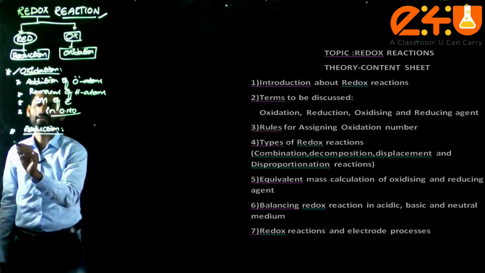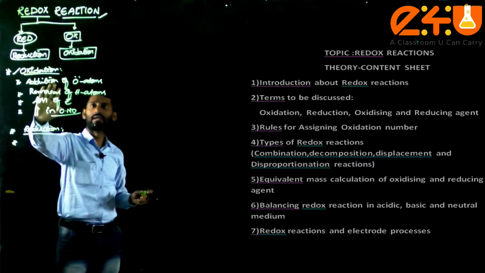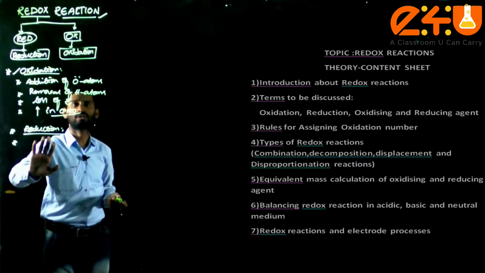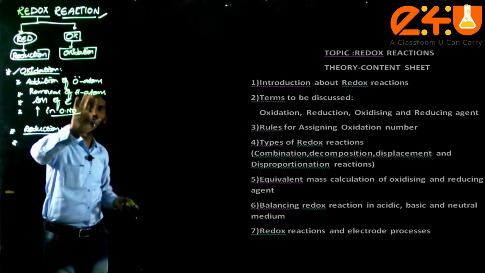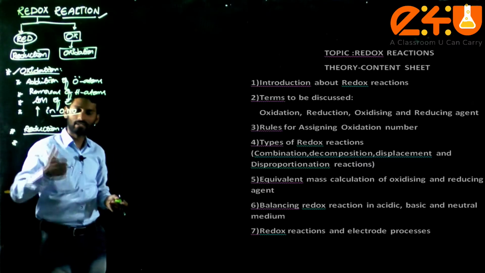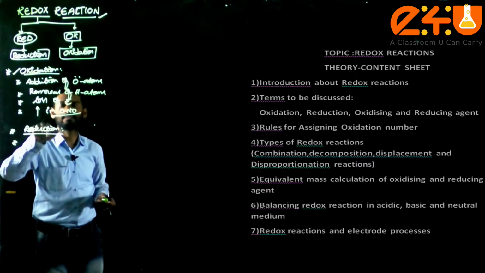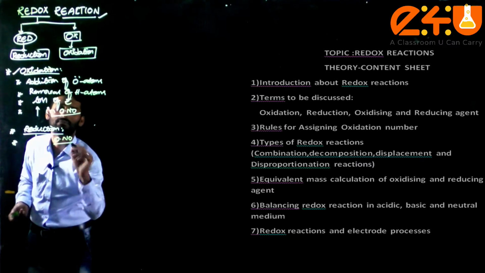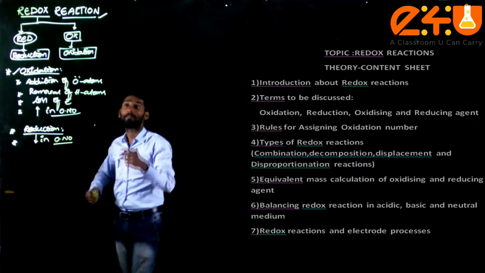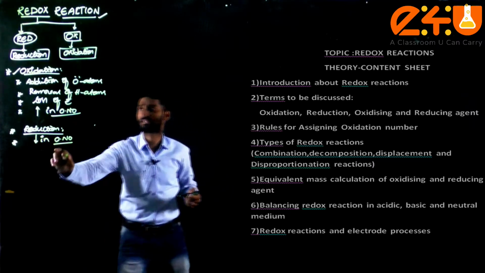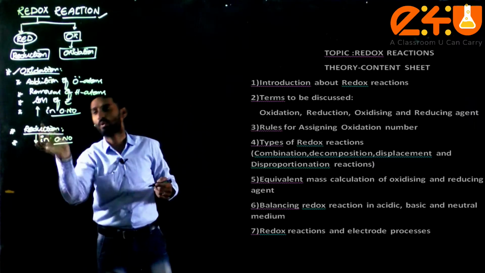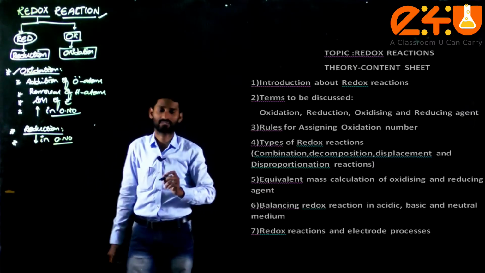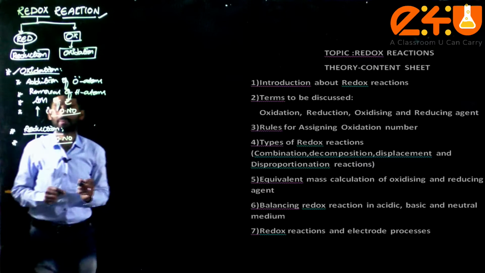Come to reduction here, everything is reverse. Addition of hydrogen atoms, removal of oxygen atoms, gain of electrons, and decrease in oxidation number. That is called reduction, and this is called oxidation. Both take place simultaneously in the same reaction, known as redox reactions. Okay, this is very important, my dear students.